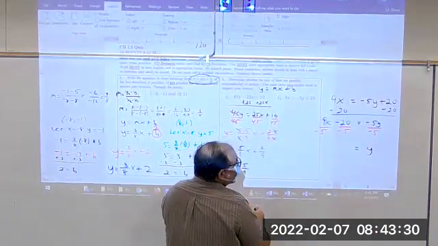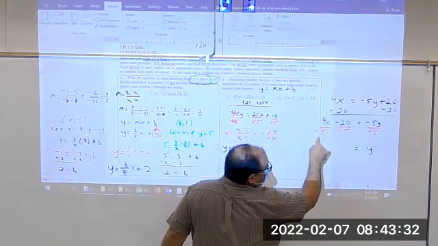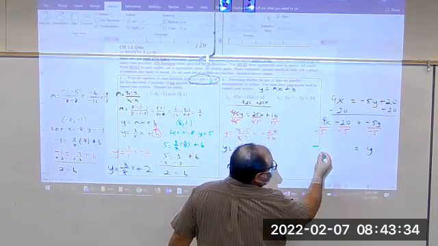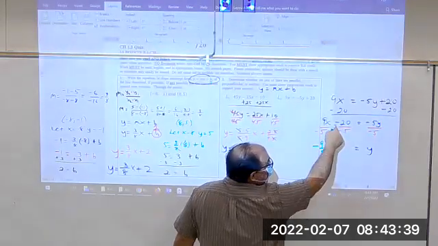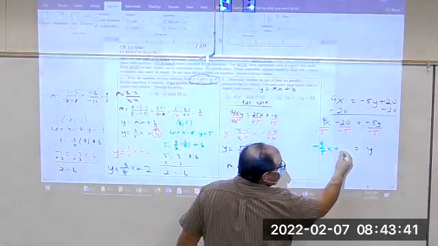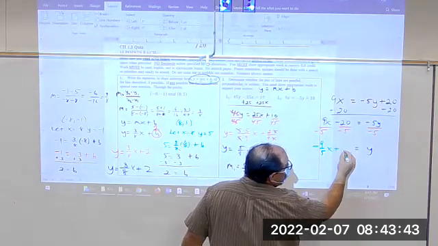So we have a positive over a negative. It's a negative 9/5 times x, a negative over a negative, that's positive. 20 divided by 5 is 4.